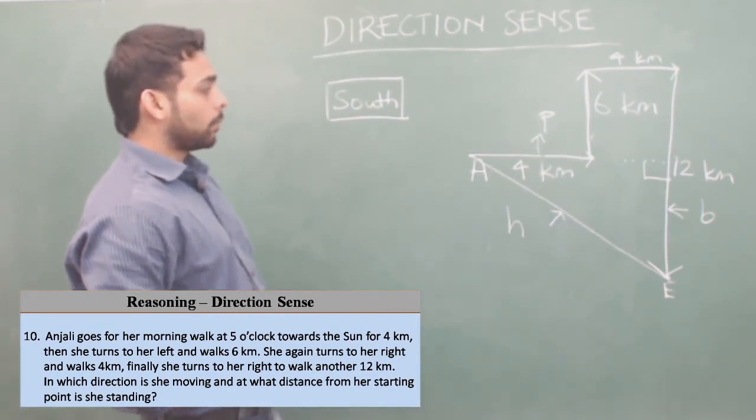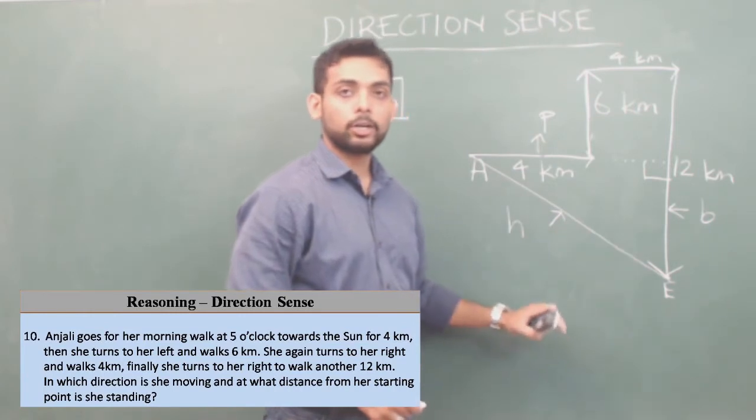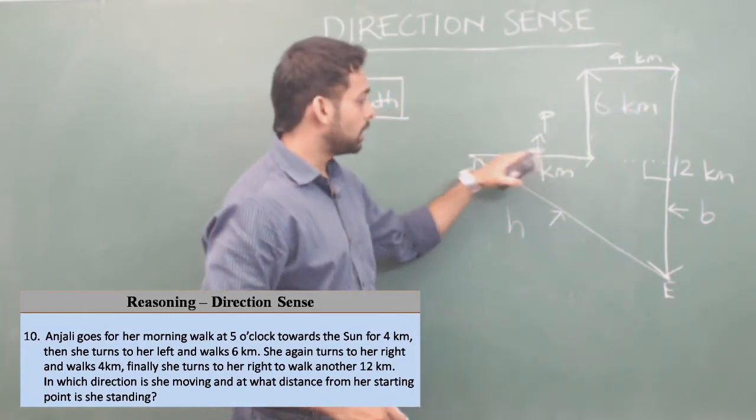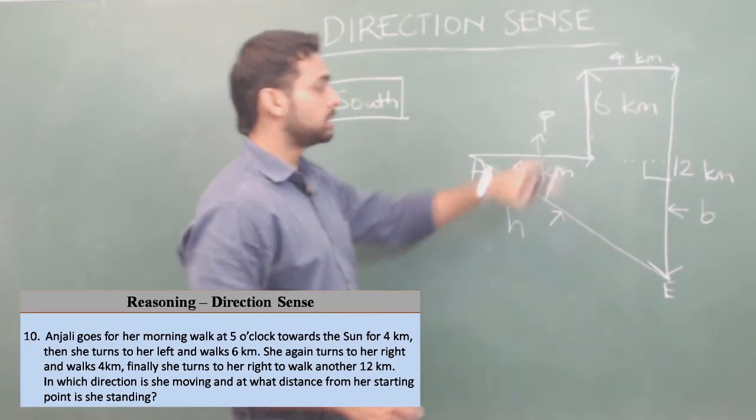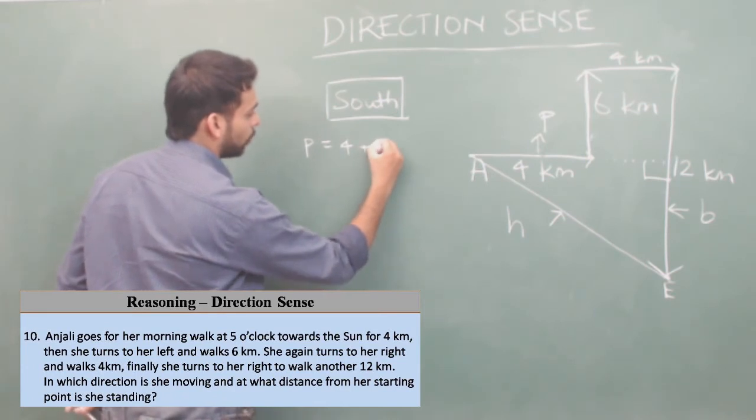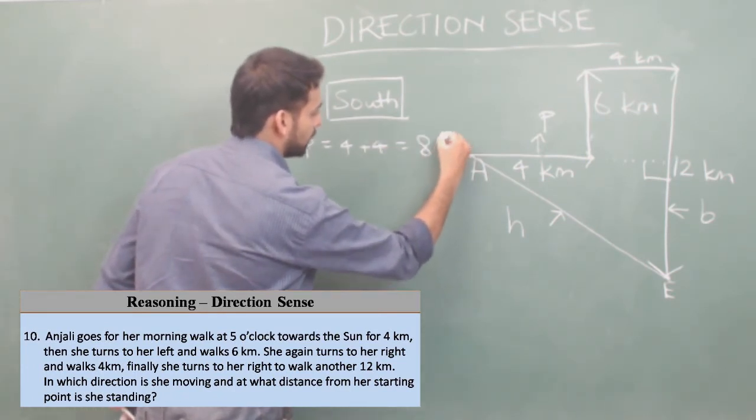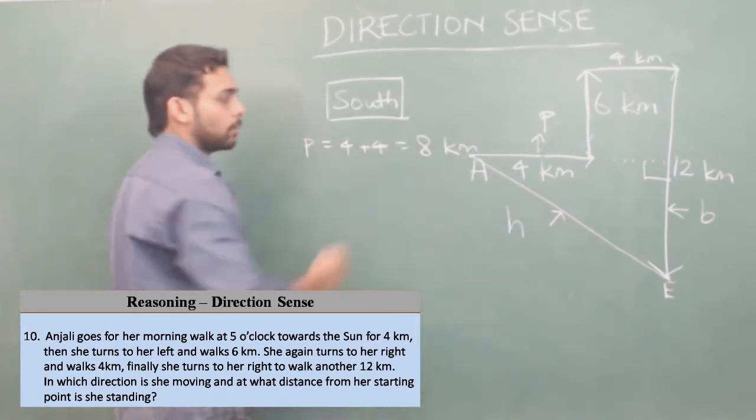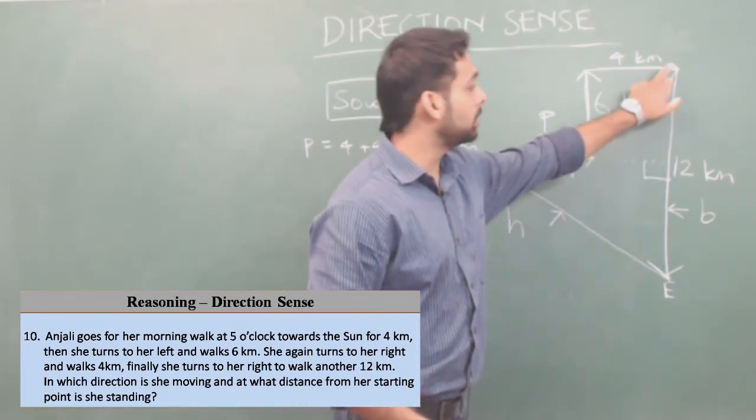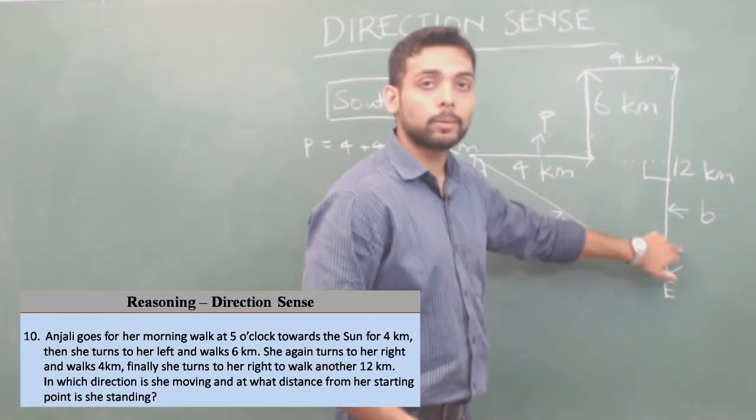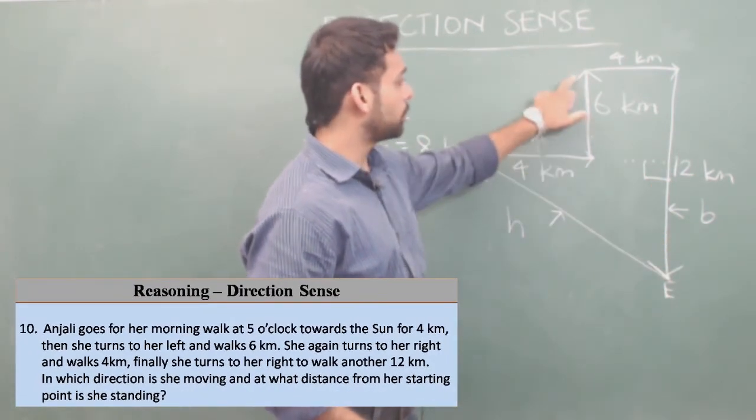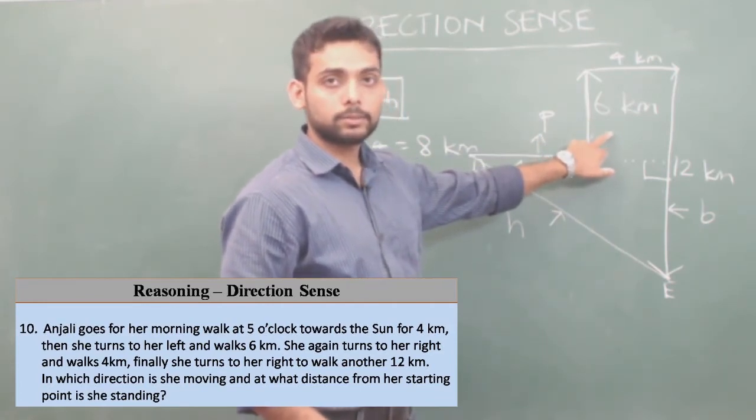Okay. Now what is the length of my perpendicular? It is 4 kilometers plus 4 kilometers. Total displacement to the east is 8 kilometers. So my P is equal to 4 plus 4, which is 8 kilometers. And what is my base? The total distance between this point and E is 12 kilometers. Okay, and these 2 points are 6 kilometers.